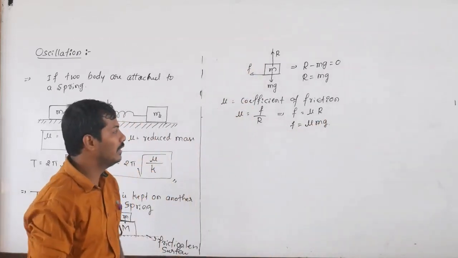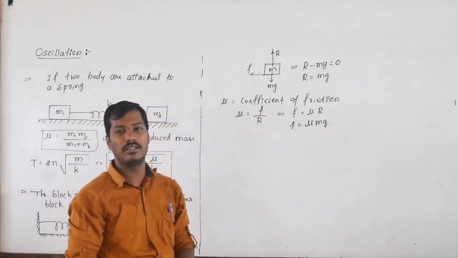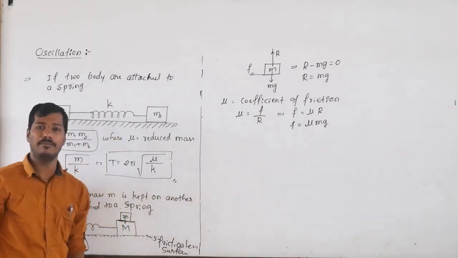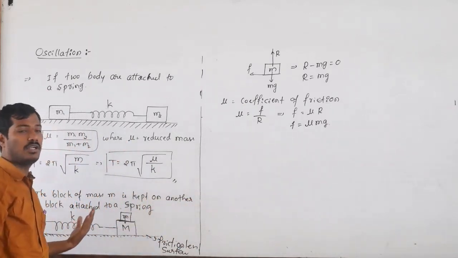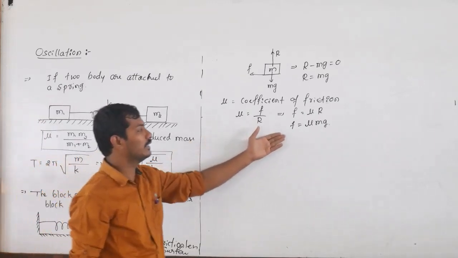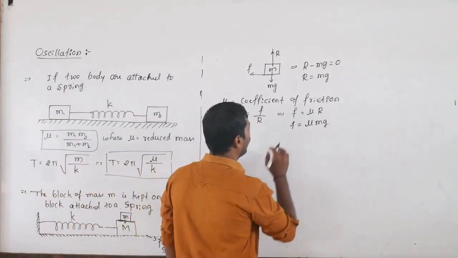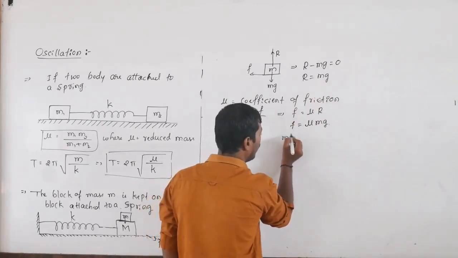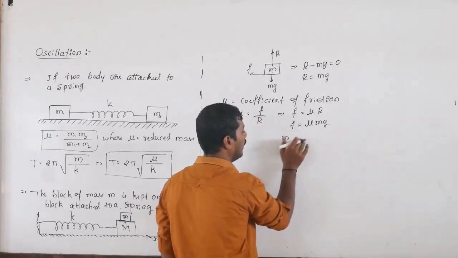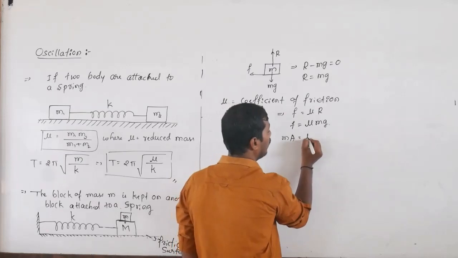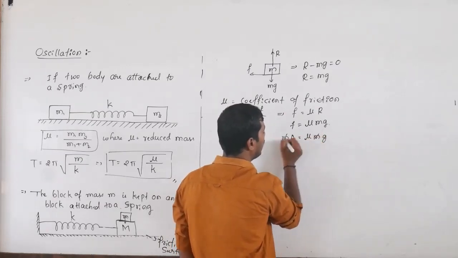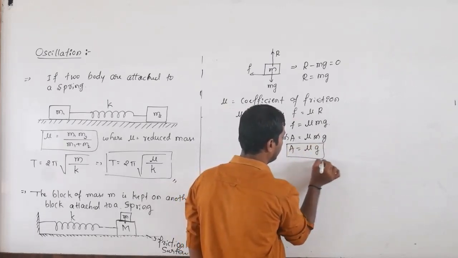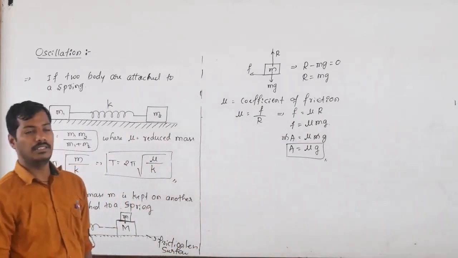But the frictional force is there. If you apply the external force, it returns back due to the restoring force. You can take that force as m into a, where a is the acceleration of the body. That is mu m g. These two get cancelled, so the acceleration is equal to mu g.